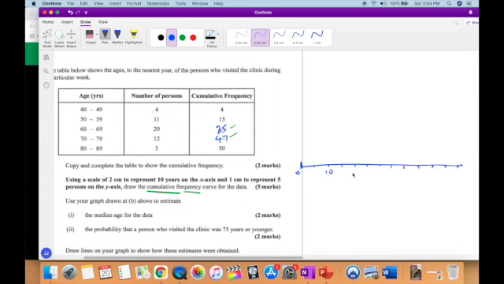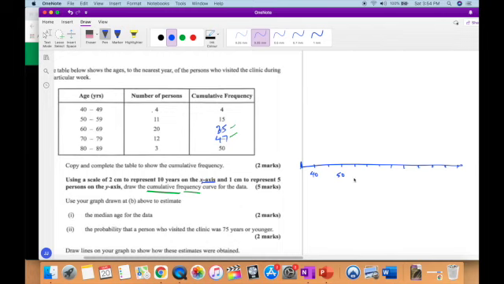So that's 10. Oh, I don't need to start at 10 actually. I need to start at 40, right? So my x-axis doesn't have to start at 0, right? I could start here on this first one with 40, and then every 2 centimeters to represent 10 years.